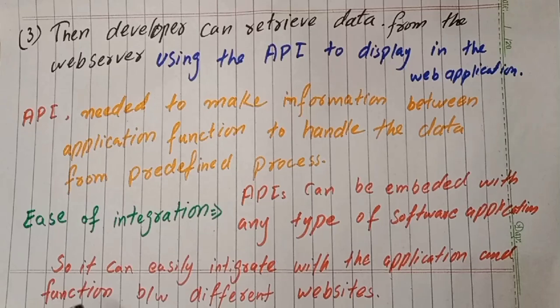Next is ease of integration. APIs can be embedded with any type of software application, so they can easily integrate with the application and function between different websites.